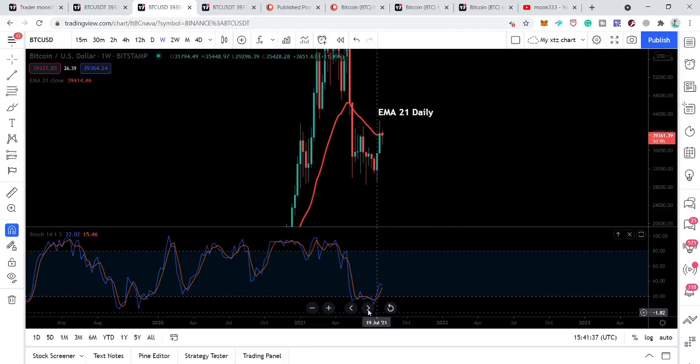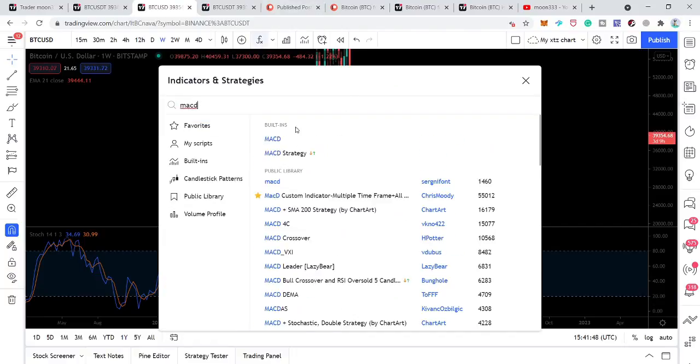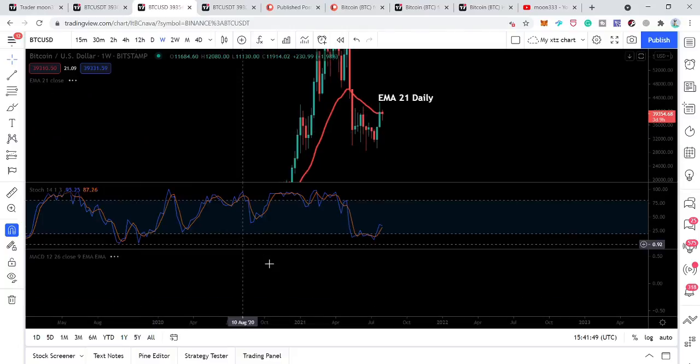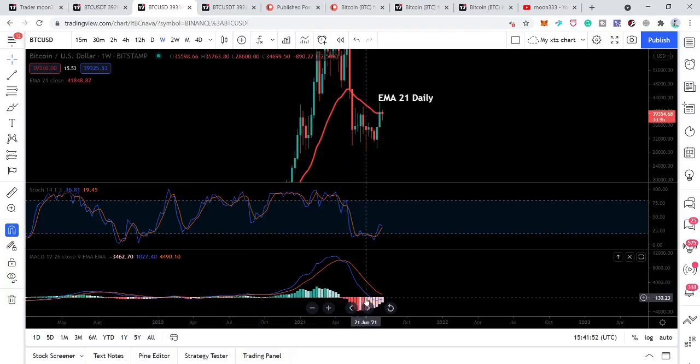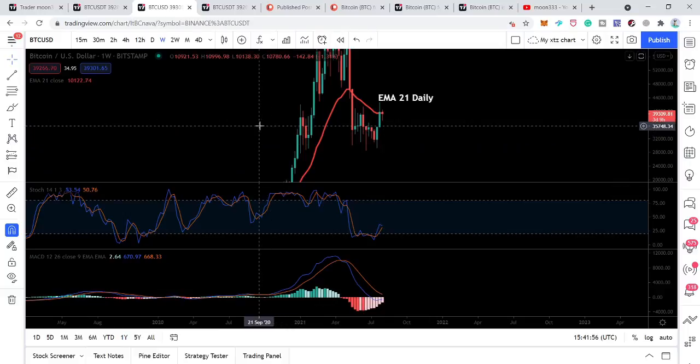We can see that it has just reversed and is moving to the upside from the oversold zone. And if we take a look at the MACD indicator, the moving average convergence divergence, then it is still turning more and more bullish on the weekly time frame. So this was the update so far.